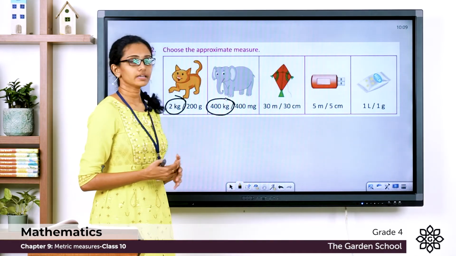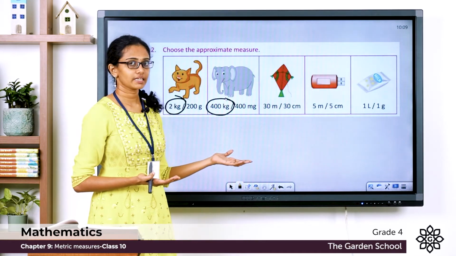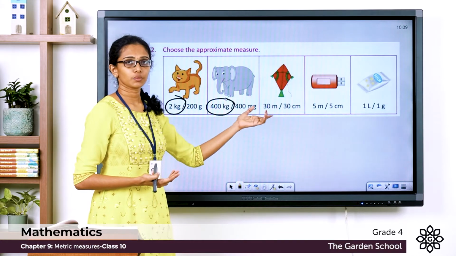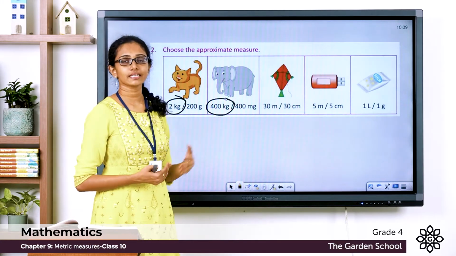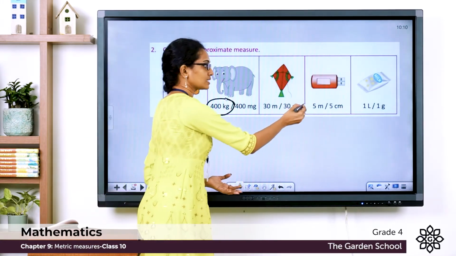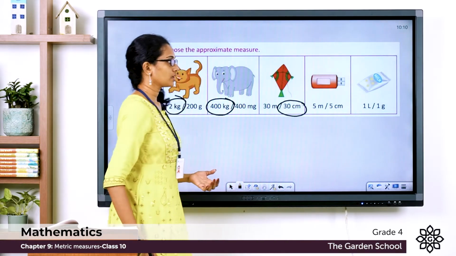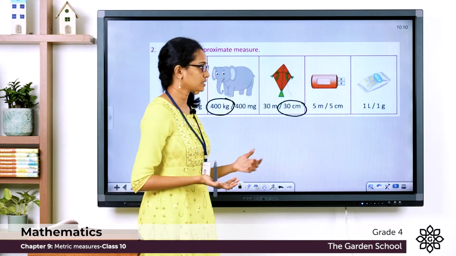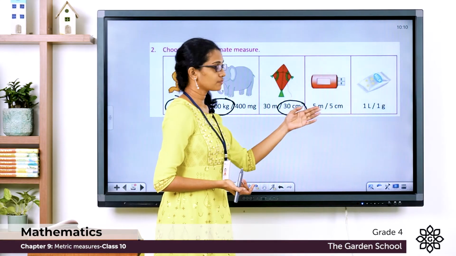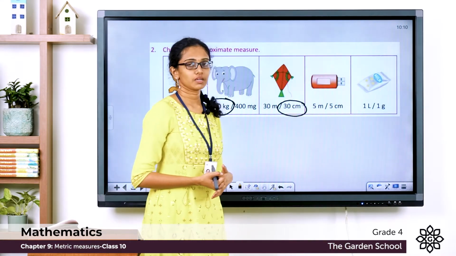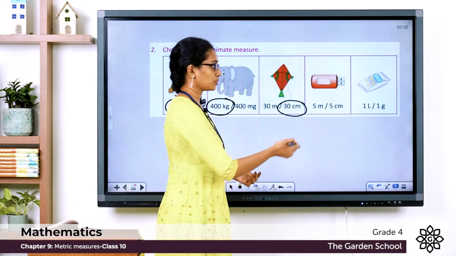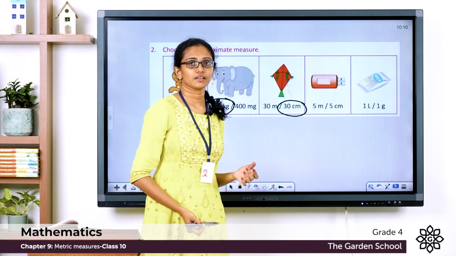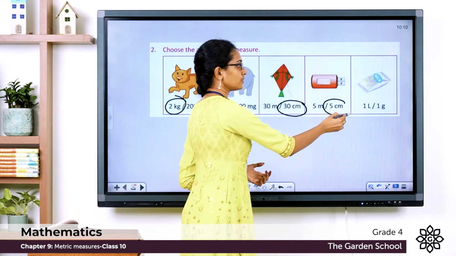Now the third one, a kite. You can see the picture of a kite here. What do you think is its length? Would it be 30 meter or 30 centimeter? It would be 30 centimeter. Now what about the fourth picture? You can see a pen drive here. I'm sure all of you have seen a pen drive. There we have 5 meter and 5 centimeter. How much do you think is its length? Would it be 5 meter or 5 centimeter? It would be 5 centimeter.